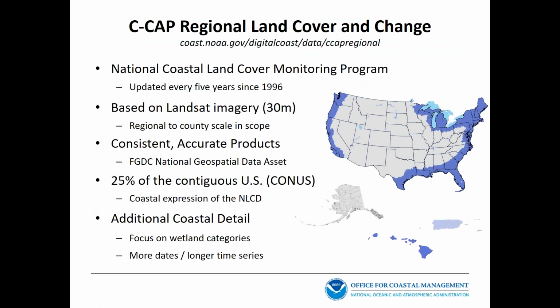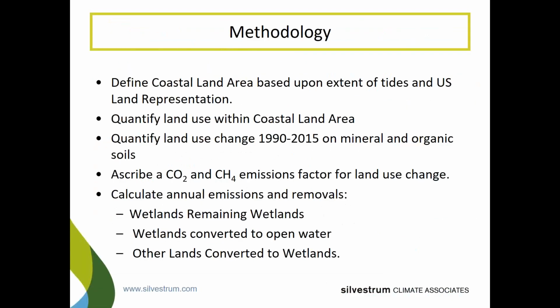So how do we do this? The first thing we need to do is define the coastal land area, which is based upon the extent of tides around the US. So effectively, we cut the CCAP data set. We use LIDAR data and tidal data to then map where the highest extents of tides are, and map those lands, wetlands, and other lands which fall below that elevation.